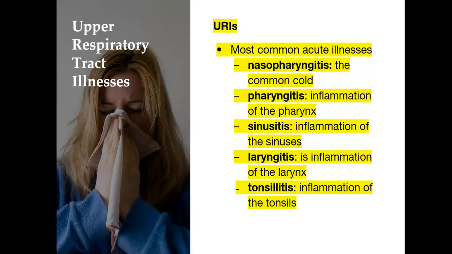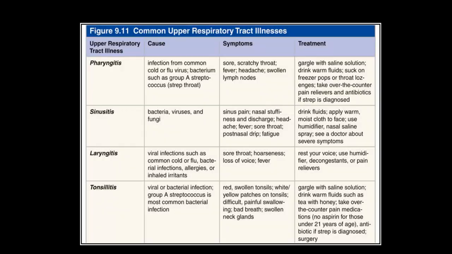All right, you definitely need to know that upper respiratory tract illnesses are the most common acute illnesses. More people go to the doctor for these than any other thing. And there is a matching section on these 5 illnesses, and several of these are also in the scenario questions. So you might want to pause the video right here and look at this chart about the differences in the different illnesses: the cause, the symptoms, and the treatment for each one.